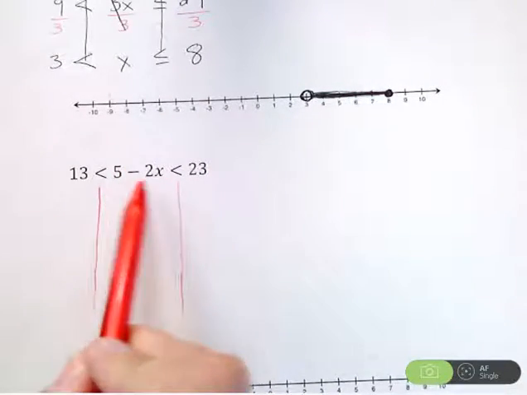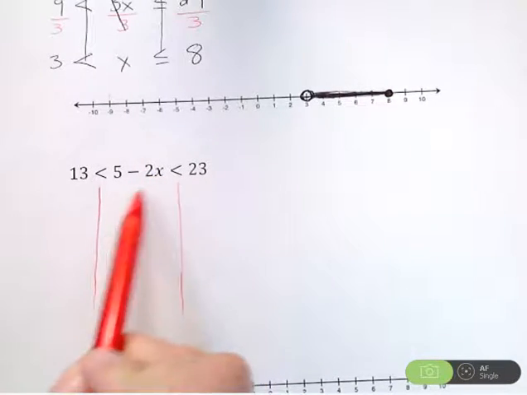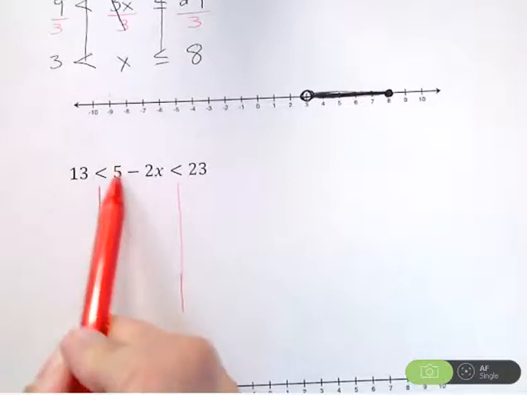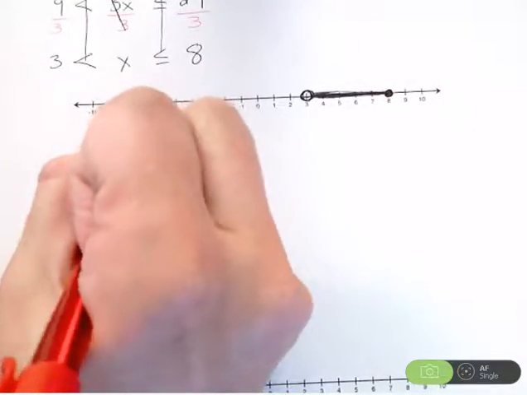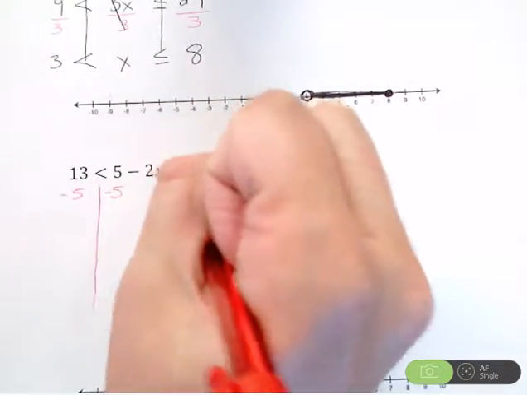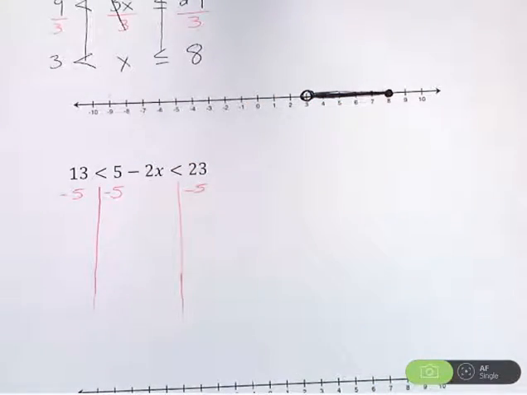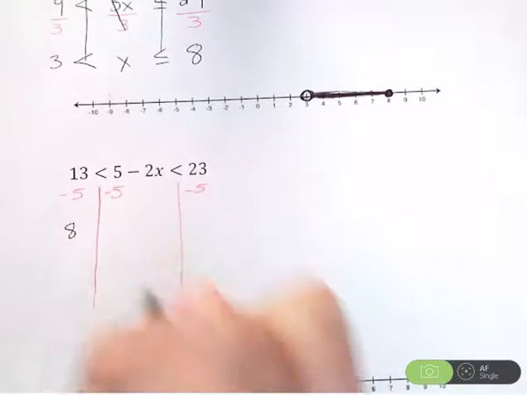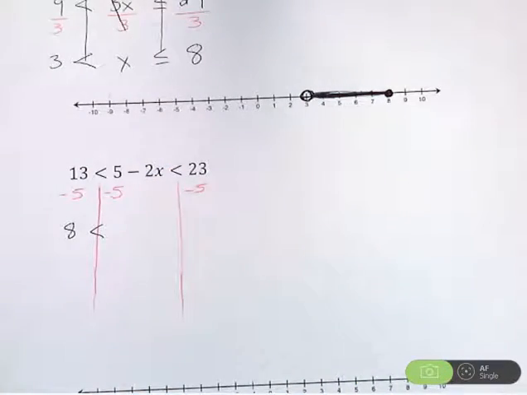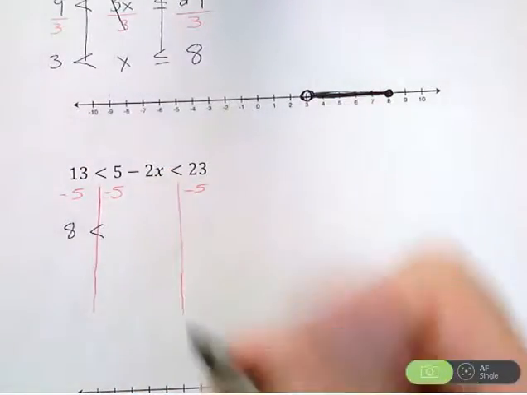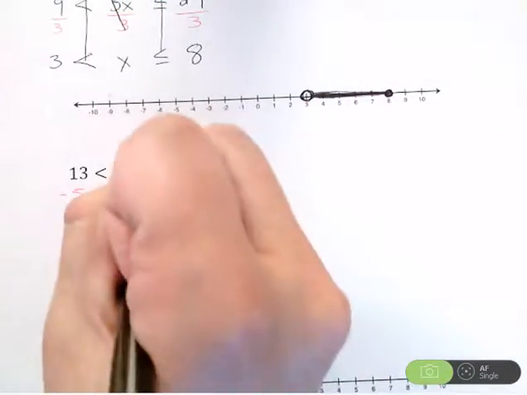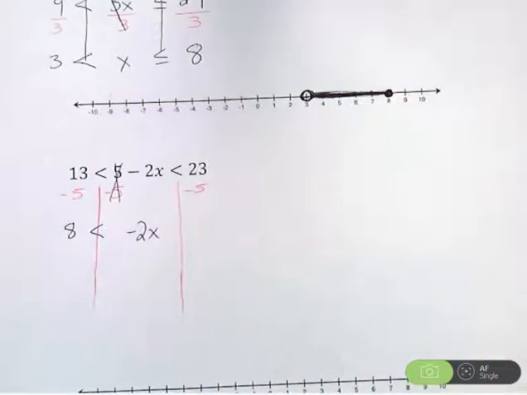So I have to get rid of the 5 and this minus 2 with the x. I'm going to get rid of this 5 first. This is actually an addition subtraction piece. So I'm going to subtract 5 because it's already a positive 5. Do it on all 3 sides. 13 minus 5 is 8. Since I'm subtracting, do not flip the inequality. 5 minus 5 is 0, so all that's left in the center is minus 2x.